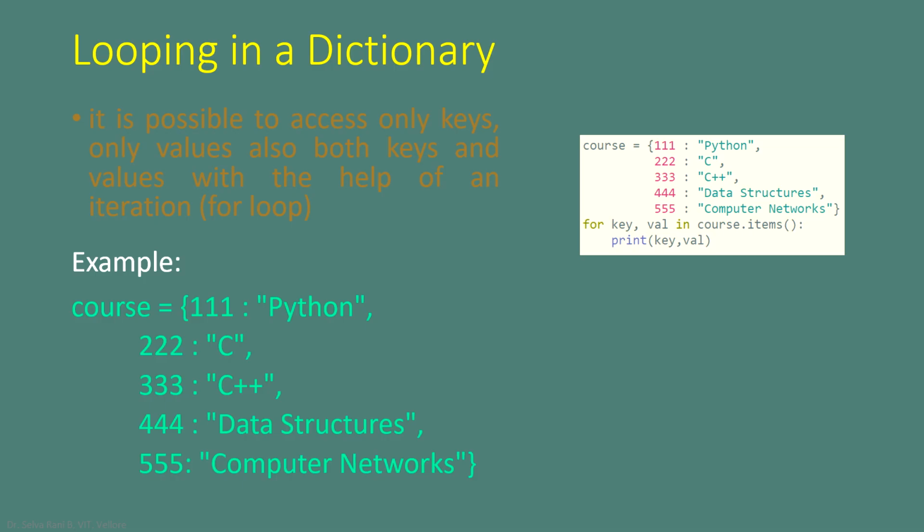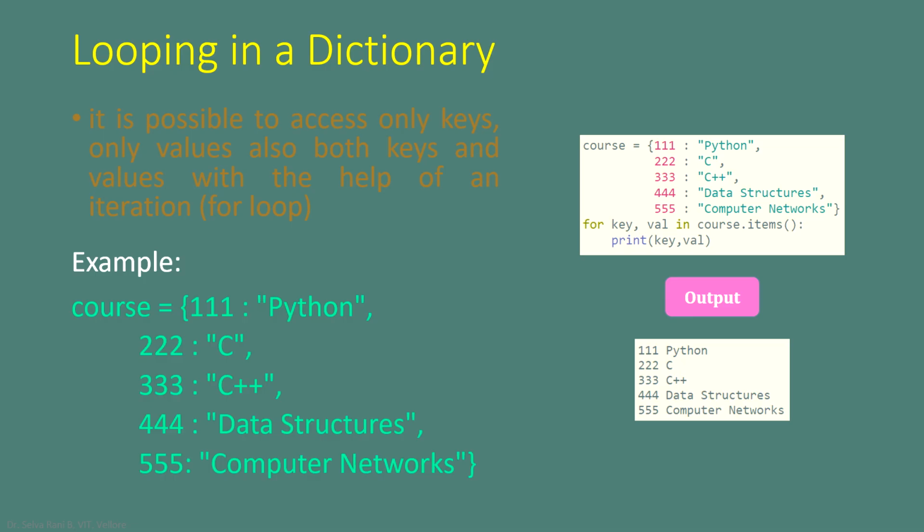If we want to access the items, then we have to provide two variables for key and value in course.items. We have to display the key as well as the value as separate entities, and the output would be the key as well as the value one by one: 111 Python, 222 C, 333 C++, 444 data structures, and 555 computer networks.